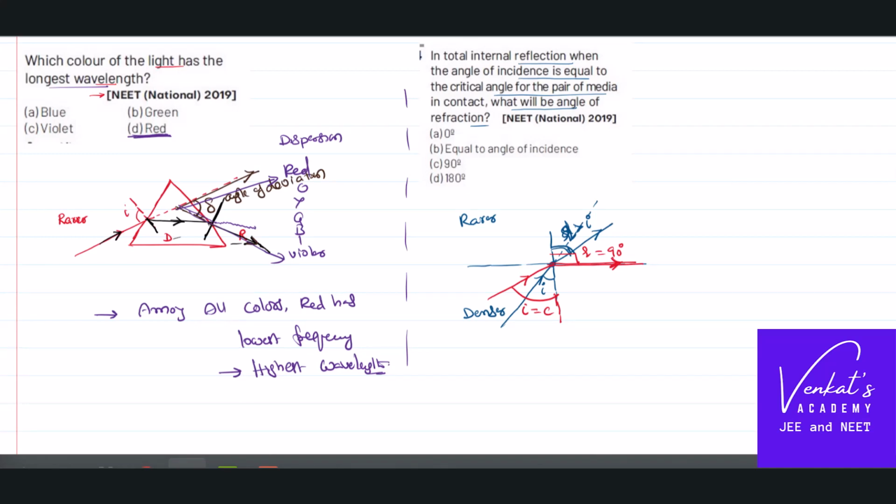So he is asking, at the critical angle, what is the angle of refraction? The angle of refraction is 90 degrees. That's just the basic definition of a critical angle itself. That's how we have to solve this problem.